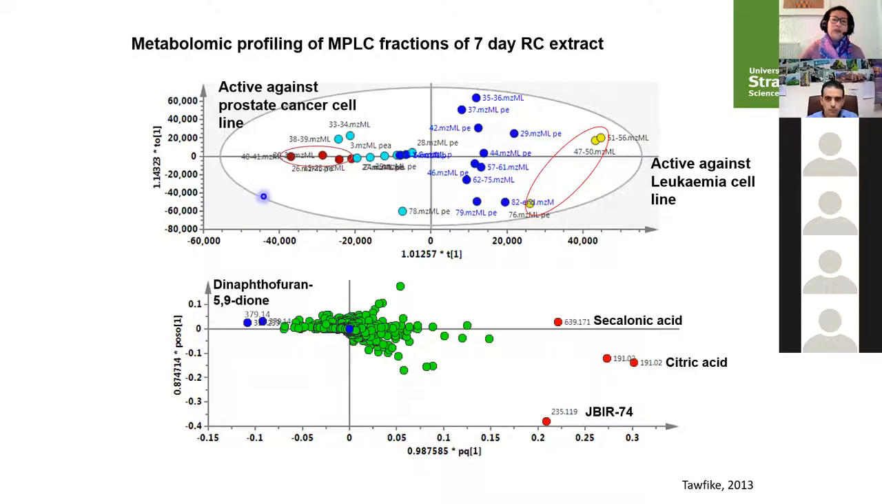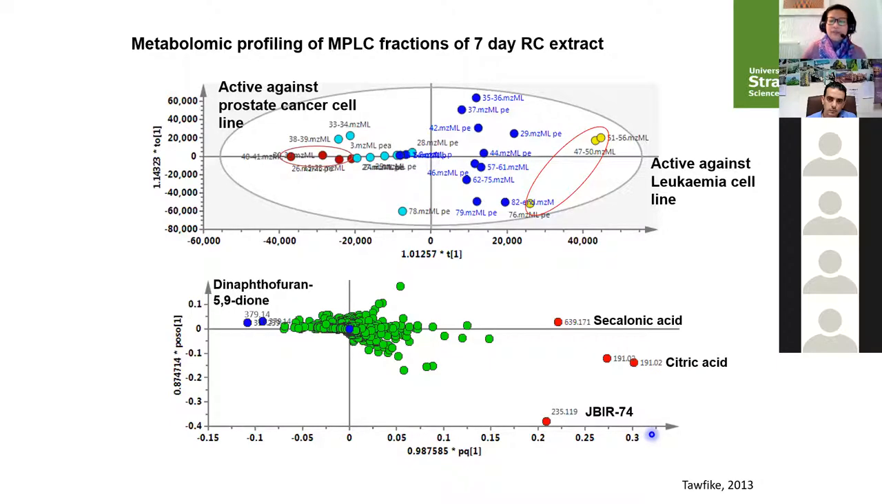Going to the next slide, we also did a separation of extracts that were active against the prostate cancer cell line and extracts only active against the leukemia cell line. The objective of doing this is to pinpoint the metabolites responsible for those bioactivities. So we could see here for the prostate cancer cell line, the main compound responsible for the bioactivity is the dinaphthofuran-dione. It is only specific for the activity against the prostate cancer cell line. When it comes to the leukemia cell line, we've got secalonic acid, citric acid, and this diketopiperazine compound.